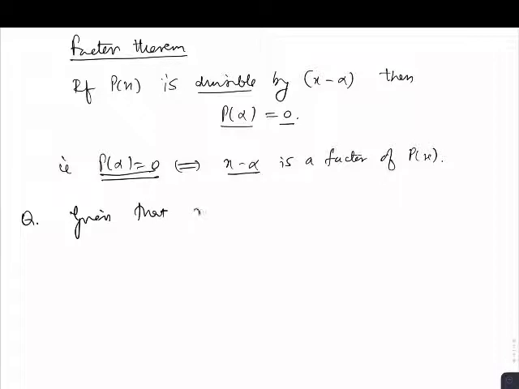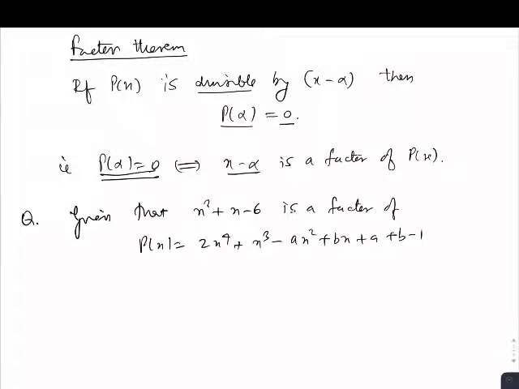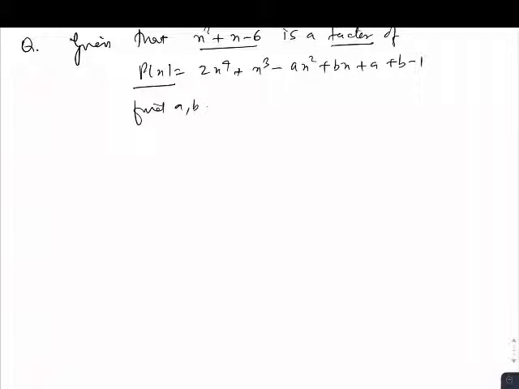Given that x square plus x minus 6 is a factor of the polynomial 2x raised to 4 plus x cube minus ax square plus bx plus a plus b minus 1. Now if this is a factor of this polynomial, then we have to find a and b, which are the unknowns here. So what we do, we know that, again I'll just state the statement, that if p of alpha is 0, then x minus alpha is a factor of the polynomial p of x.